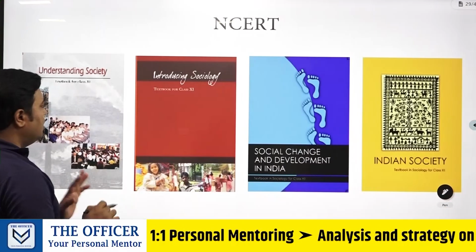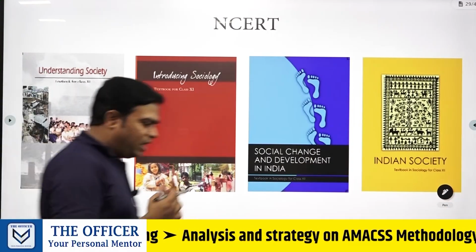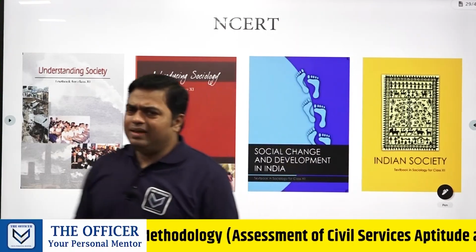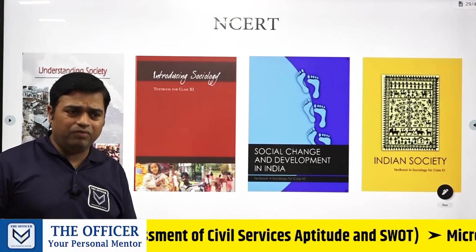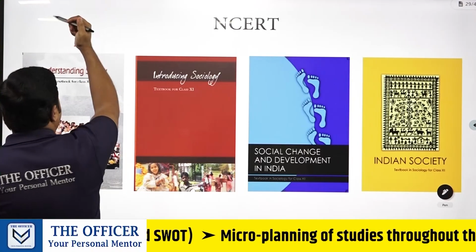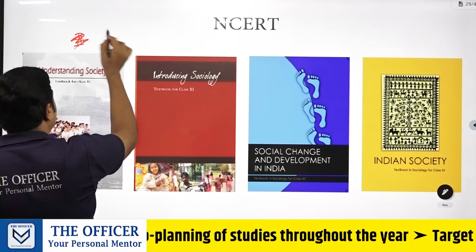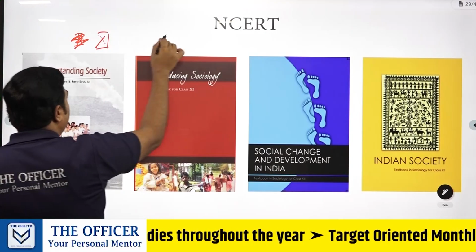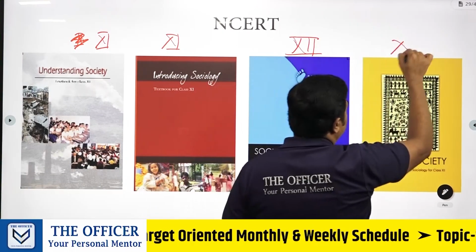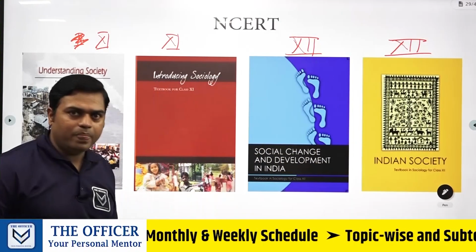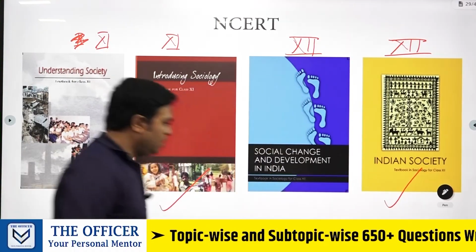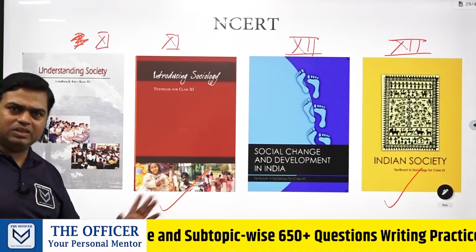Next is regarding the books, or how we are going to read, what to read, what not to read. Yes, folks, NCERTs are a very good source to begin with. We have 4 NCERTs. This is the class 11 NCERT, 11th standard NCERT, and here are the 12th standard NCERTs. What is expected from you? Just go with these 2 NCERTs. These 2 NCERTs are sufficient for us.